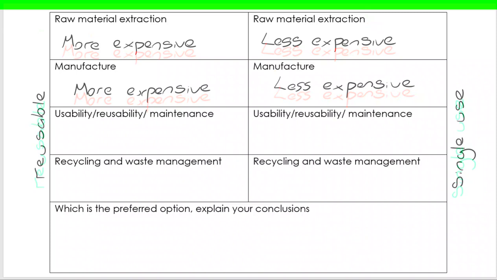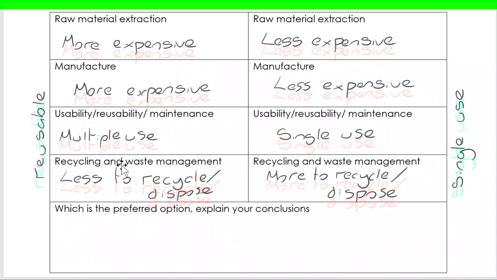But let's look at usability, reusability and maintenance. A reusable cup can be cleaned, it can be used again and again and again, but we can only use a single-use cup once and then we throw it away and we pick up another one. So I suppose we're now thinking about how many single-use cups you are replacing with your reusable cup. And then recycling and waste management. There is less to recycle and dispose of with the reusable cup because you will only dispose of it after many, many uses. The actual volume of plastic will be much, much higher for the replacement disposable cups that you would use instead of it.